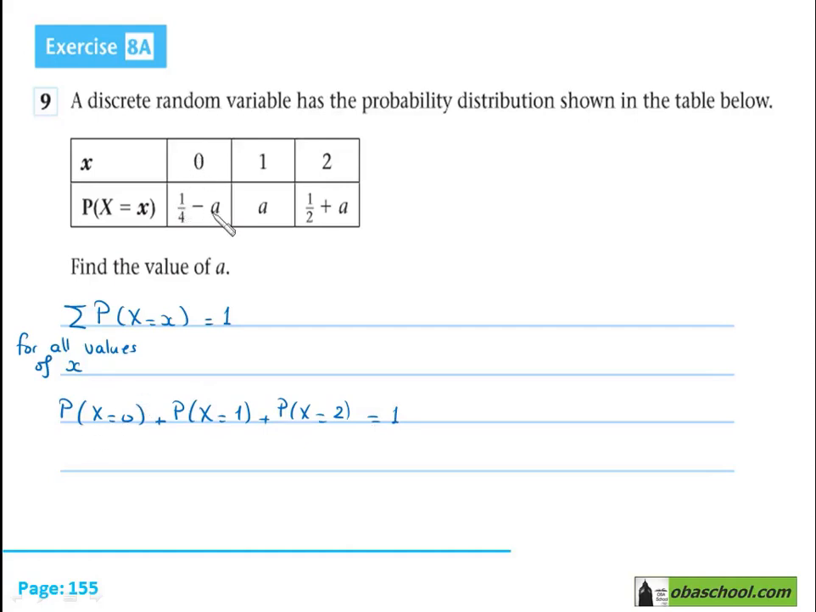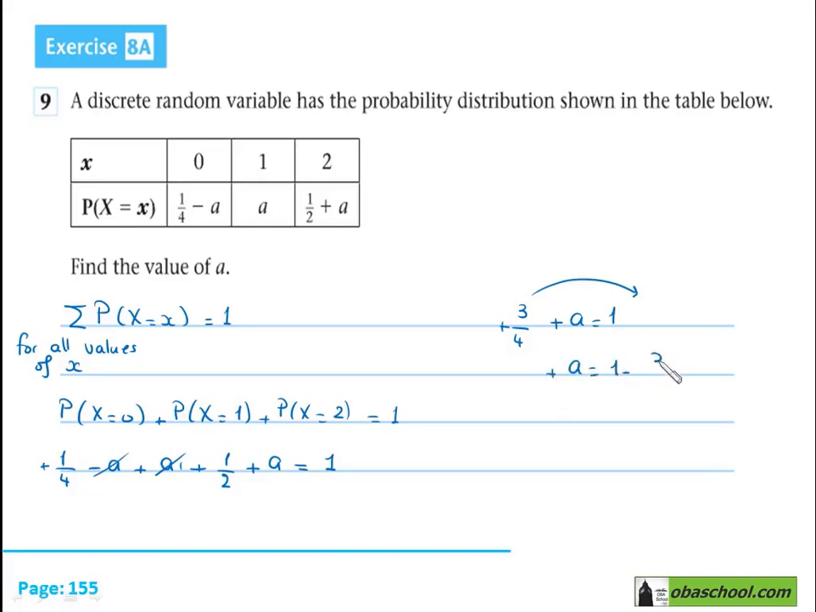The probability for x equals 0 is 1 over 4 minus a, plus the probability for x equals 1, which is a. The probability for x equals 2 is 1 over 2 plus a. The summation for all of these is 1. Minus a and plus a cancel each other. We add the constants together. So 1 over 4 plus 1 over 2 will result in 3 over 4, plus a, equals 1. Now we solve normally.